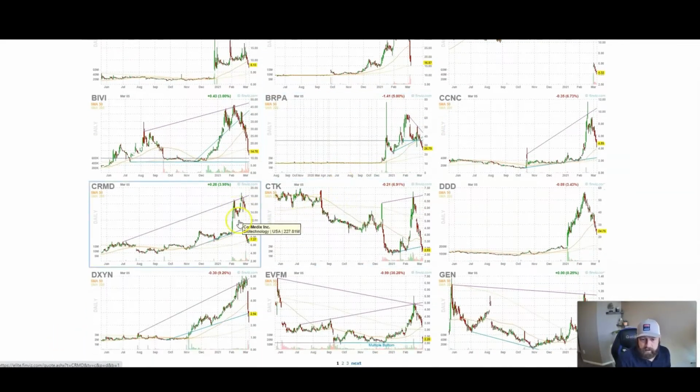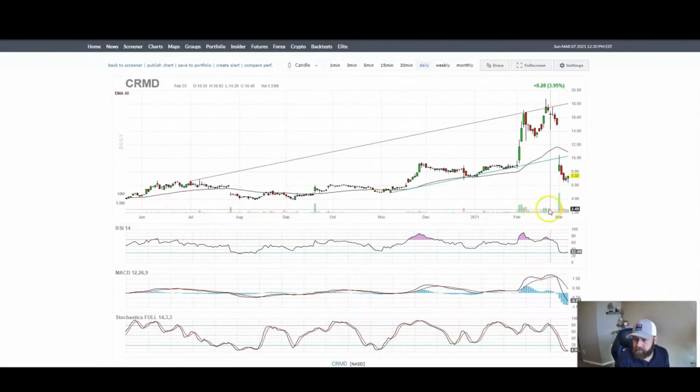Okay, CRMD, pretty large drop. I know that they had something to do with FDA. Bad news from the FDA. You can see huge gap down from around 15 to 9. So that's a pretty large gap. Looks like it's starting to recover.